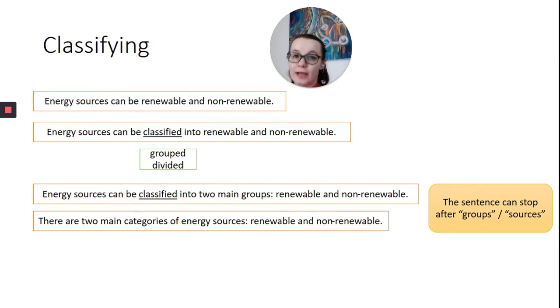Energy sources can be, full stop. Does it make sense? No, it doesn't make sense. It's not a good sentence because the sentence should be continued with renewable and non-renewable. They can be renewable and non-renewable. You cannot say energy sources can be. Right? Or you cannot say energy sources can be classified into. No, absolutely not. So the rule is, if you can put a full stop instead of a colon, a colon can be used here, right? But if you cannot, then you should not use a colon.